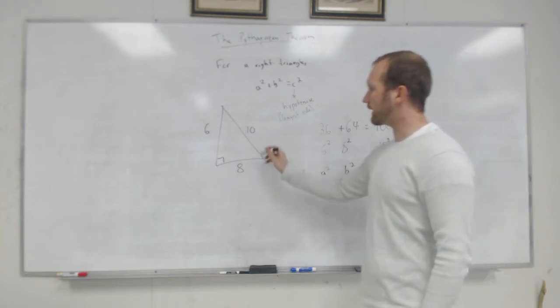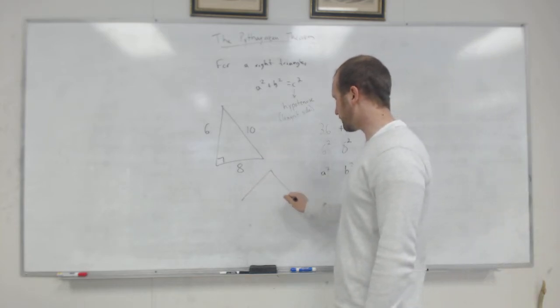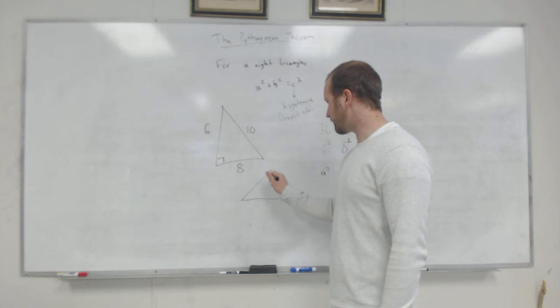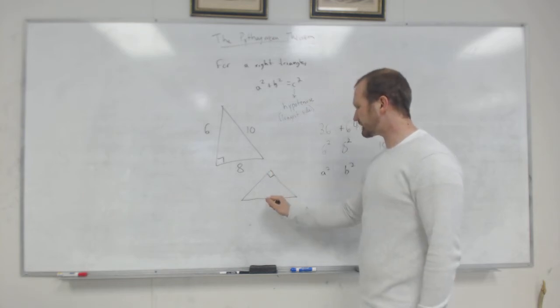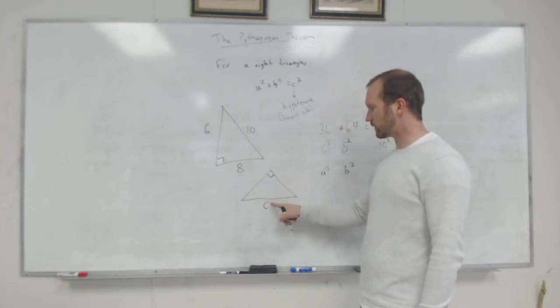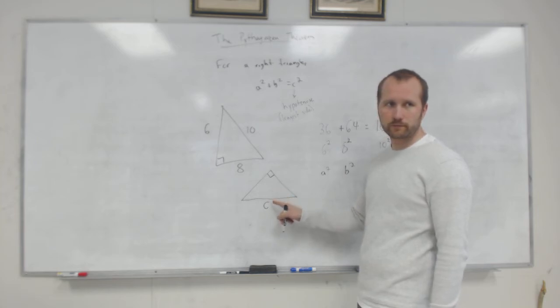Now, I don't have to draw it like that, right? I could draw it like this, but even still, if this angle is 90, this side is going to be C. This is going to be the hypotenuse.